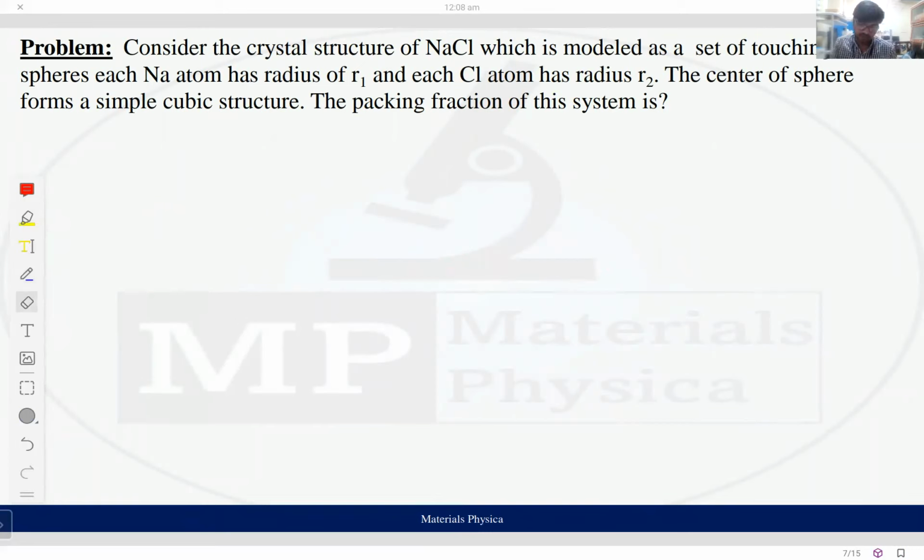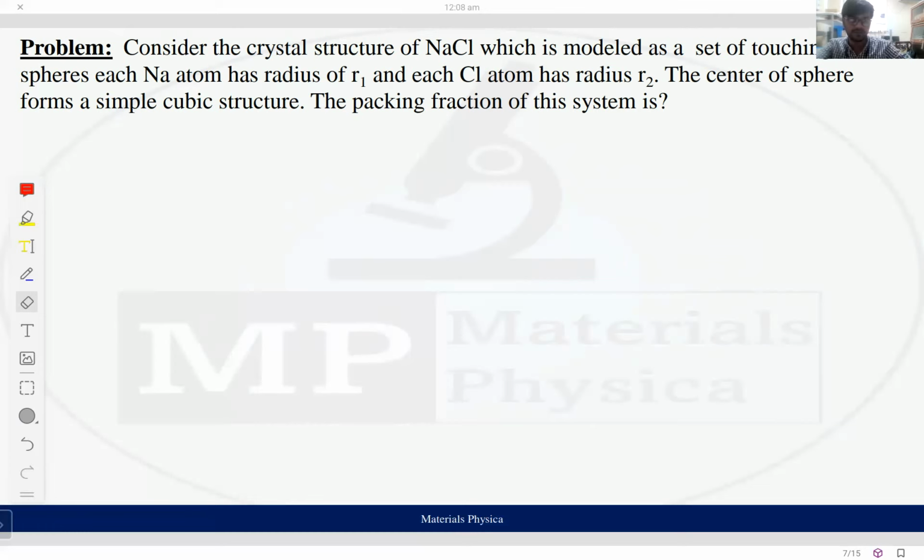Consider the crystal structure of NaCl, which is modeled as a set of touching spheres. Each Na atom has a radius of R1 and each chlorine atom has a radius of R2. The centers of the spheres form a simple cubic structure. The packing fraction of the system is... So we have to calculate the packing fraction when we have only the radius of the chlorine ion and the sodium ion.